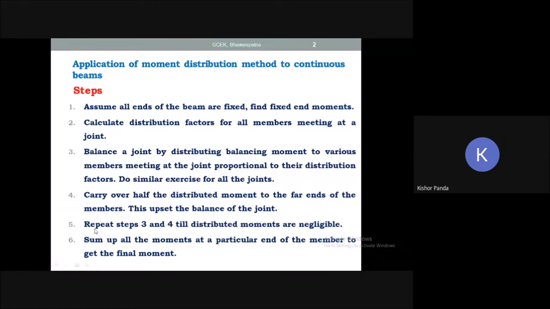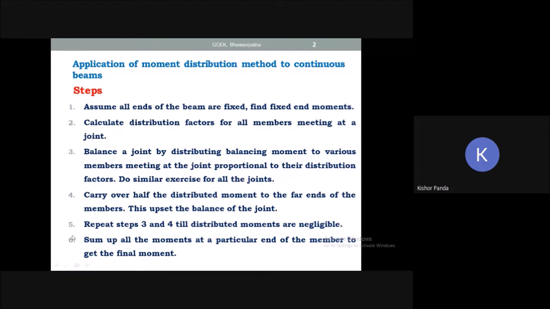Then what is the fifth step? Repeat steps 3 and 4 till distributed moments are negligible. So these are the steps that you have to repeat, steps 3 and 4: balance a joint, then carry over half of the moment to the far end of the members. Repeat till the distributed moments are negligible. Then the last step is that you sum up all the moments at a particular end of the member to get the final moment.